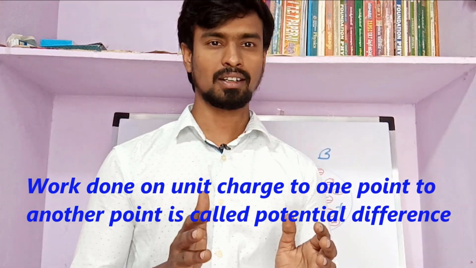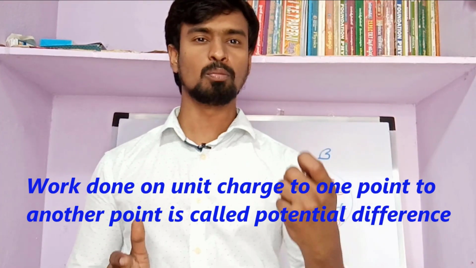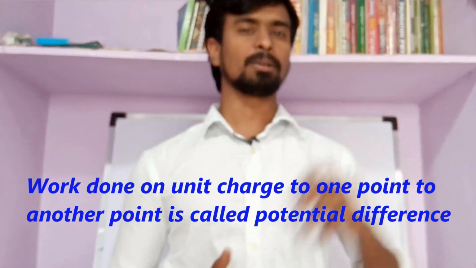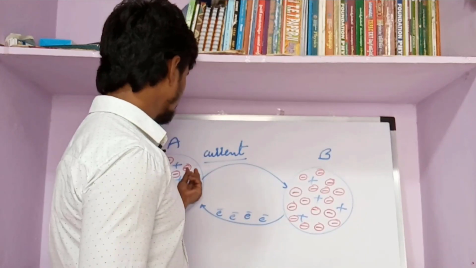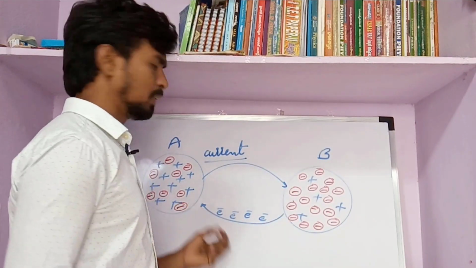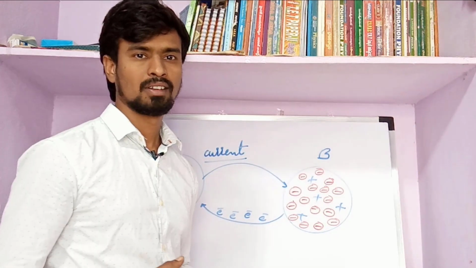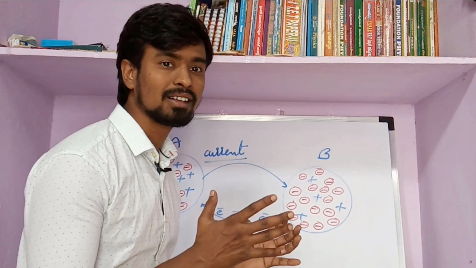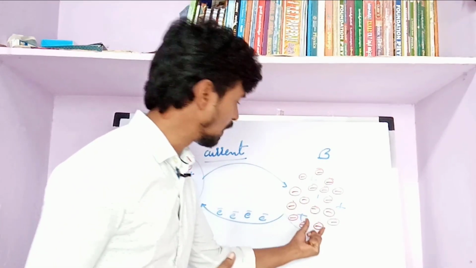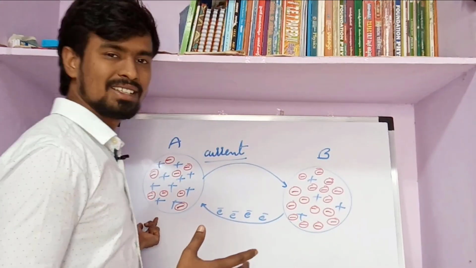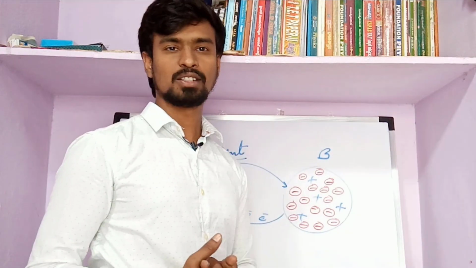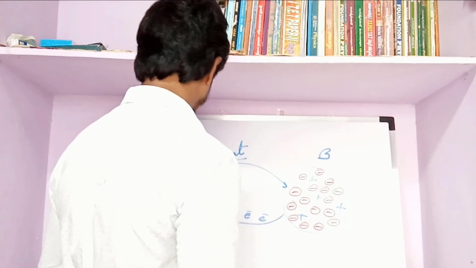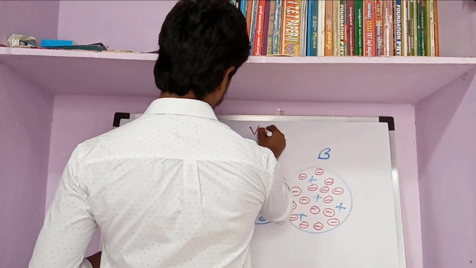The definition of electric potential is the work done on a unit charge to move it from one point to another point. So to move a charge from here to here or here to here, we need to do some work. The work done on a unit charge to move from one point to another point is called potential difference. Potential difference is denoted by the letter V.